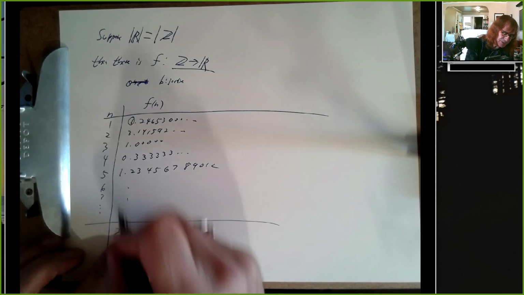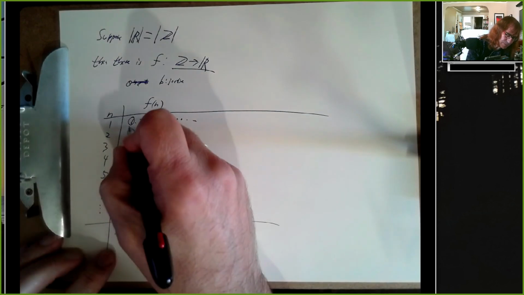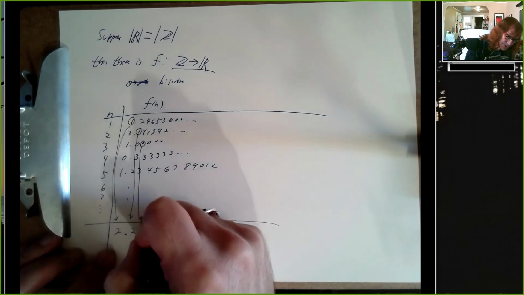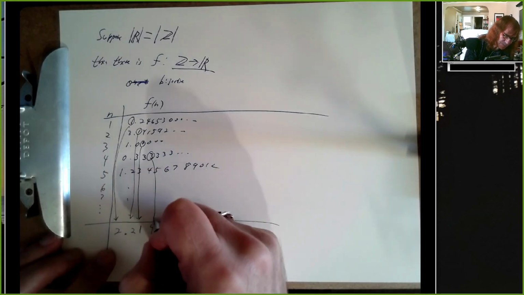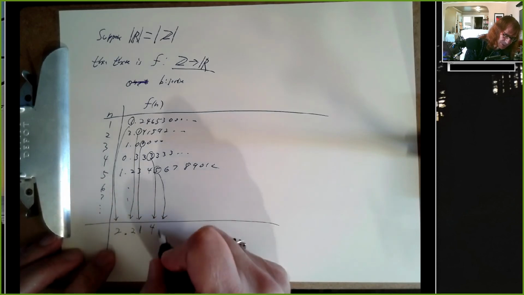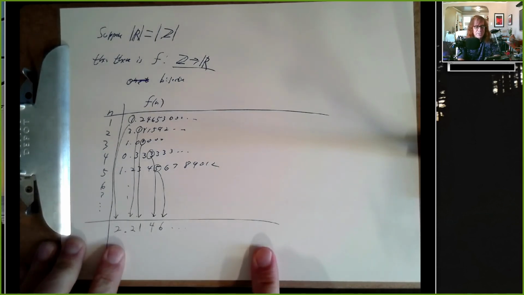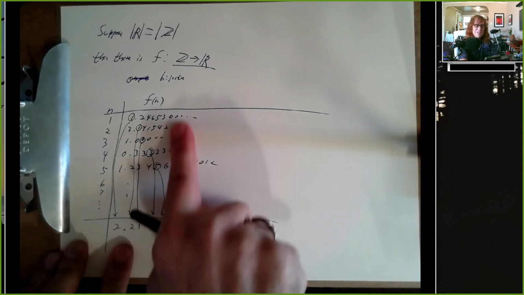The second digit will be the second digit of the second number plus 1. The third digit will be the third digit of this third number plus 1. The fourth digit will be the fourth digit of the fourth number plus 1. The fifth digit will be the fifth digit of the fifth number plus 1, and so on. And I'm going to build a perfectly legal real number, and I'm going to say, okay, what integer maps to this? Because I don't see this number in this list.